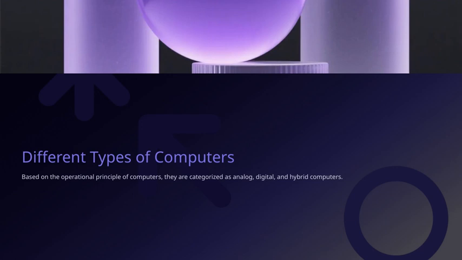Analog computers process continuous data, meaning they work with signals that are smooth and variable, like temperature or pressure readings. Digital computers, on the other hand, handle discrete data, which is represented in binary form, zeros and ones, and are the most common type we use today. Lastly, hybrid computers combine elements of both analog and digital systems, allowing them to perform complex tasks that require both continuous and discrete data processing.